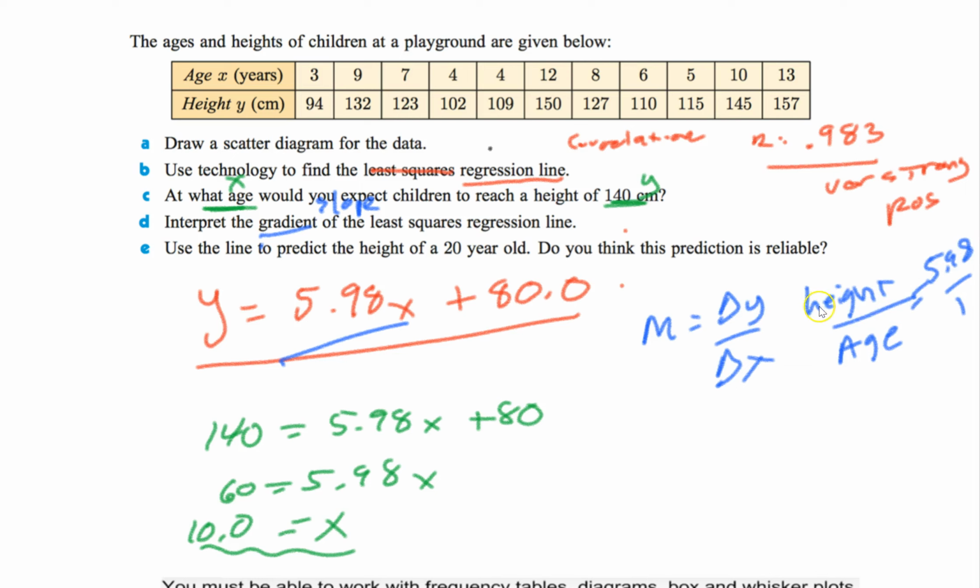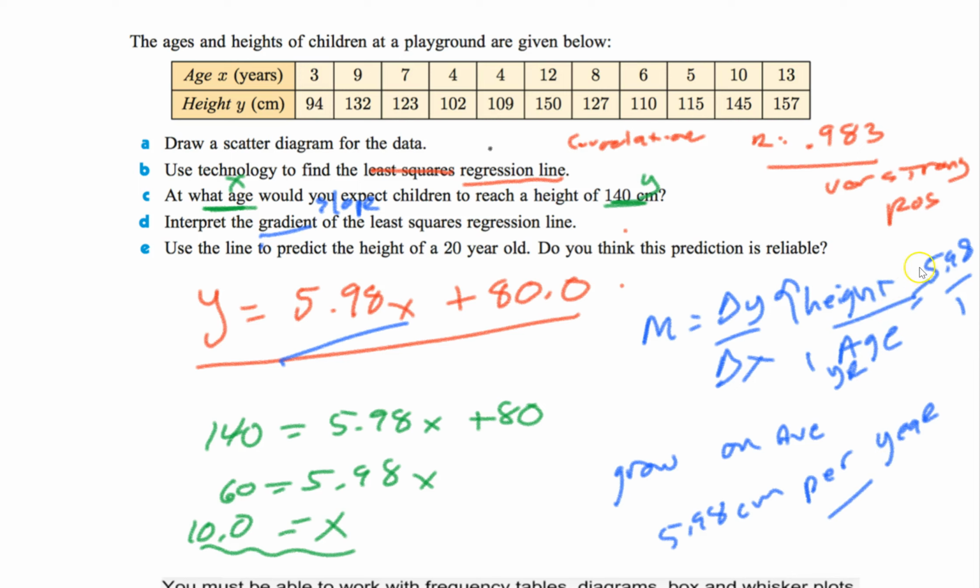When it's positive, it means you're rising 5.98 centimeters for every 1 year. Age is in years. So that's what it means. You grow, on average, 5.98 centimeters per year. That's how you always want to read slope, right? The line is per. So 5.98 centimeters per 1 year. So that's how you interpret the gradient of the least squares regression line.